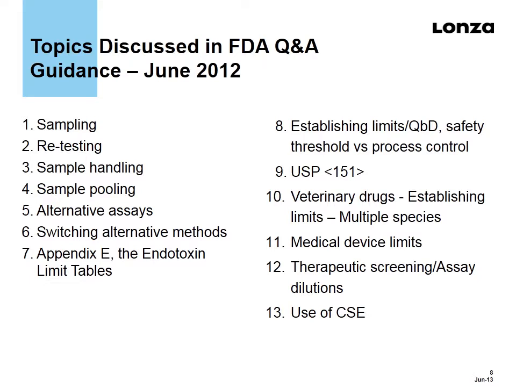The topics discussed in the FDA Q&A document, which was released in June of 2012, include sampling, retesting, sample handling, sample pooling, alternative assays, switching alternative methods, Appendix E, the endotoxin limit tables, establishing limits, quality by design, safety threshold versus process control, USP 151, veterinary drugs, establishing limits for multiple species, medical device limits, therapeutic screening and assay dilutions, and also the use of a controlled standard endotoxin.